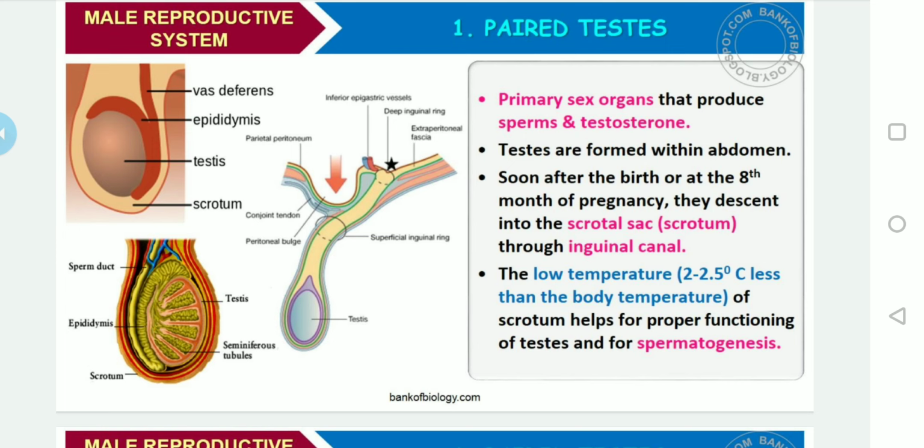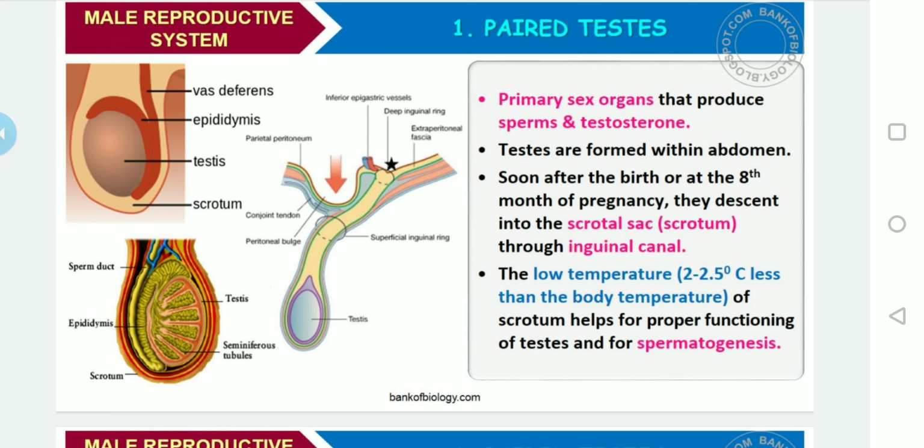In this, the first structure of the male reproductive system is the pair of testes. They are the primary sex organs that produce sperms and testosterone.